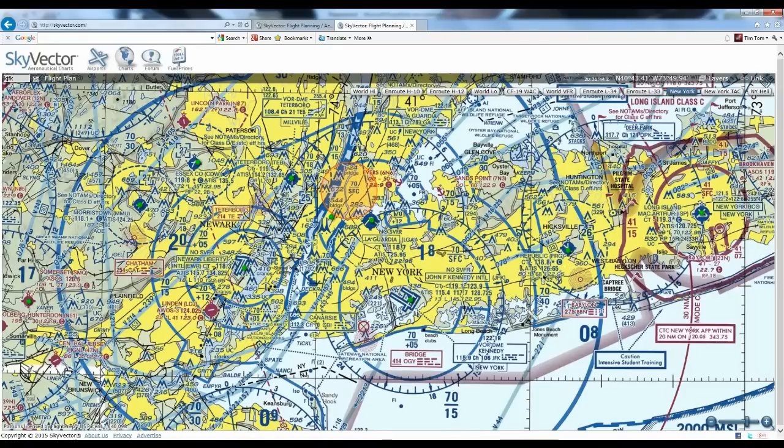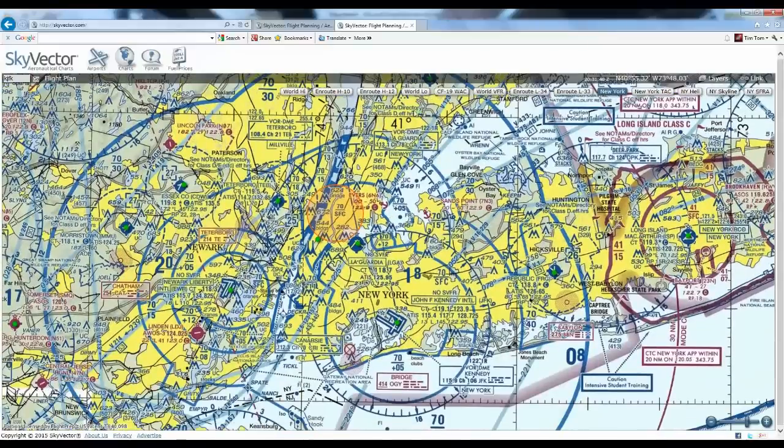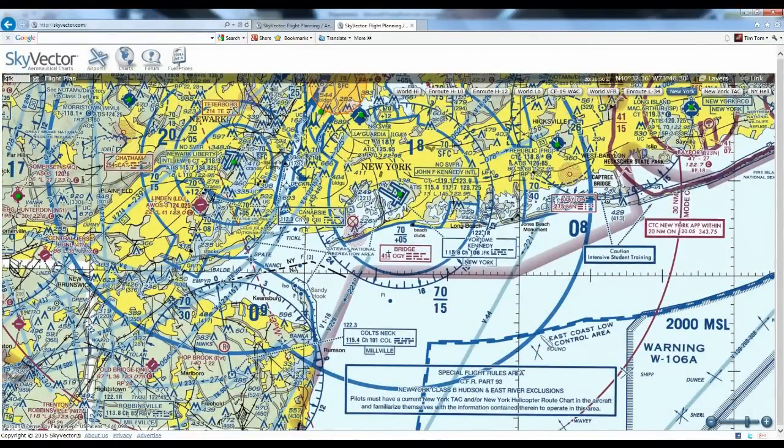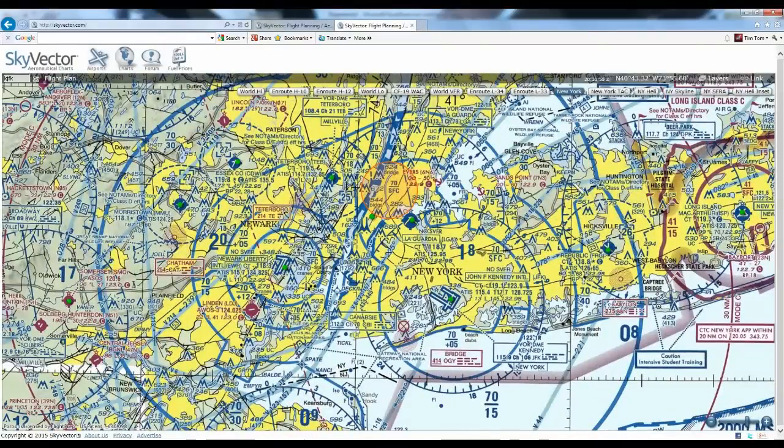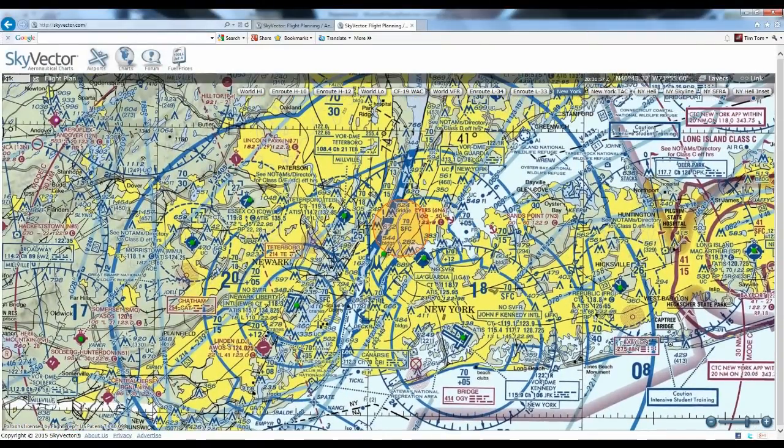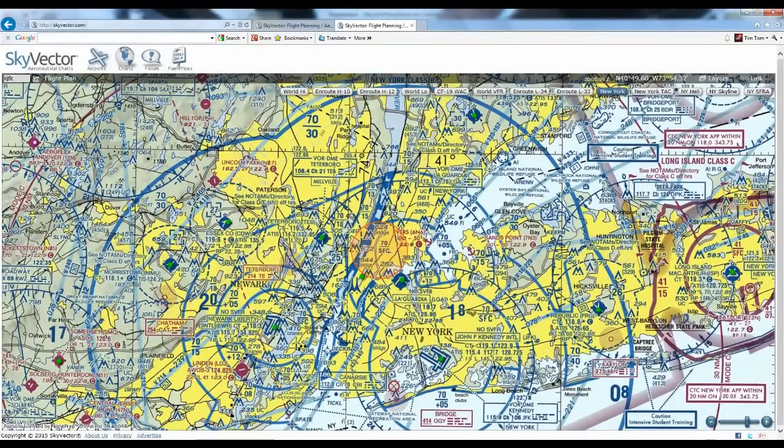So, yeah, we just assume that these are all Class Bravo because they are. And, yeah, we have no idea what way the jet's going to be going here. They're just going to be everywhere. Jets are pretty much everywhere in the New York area. So, yeah, VFR flying is a big pain in the butt.